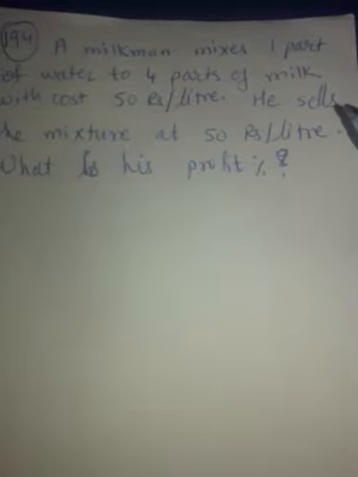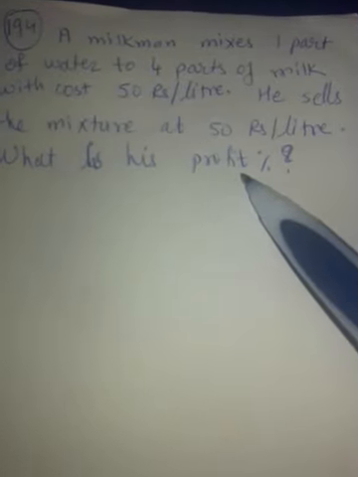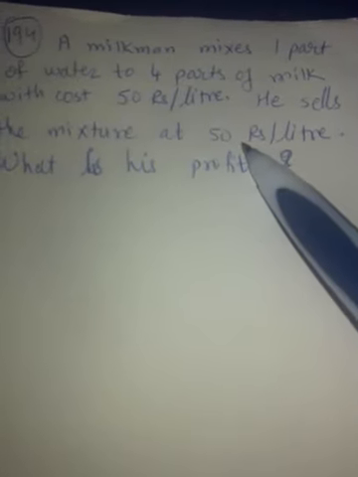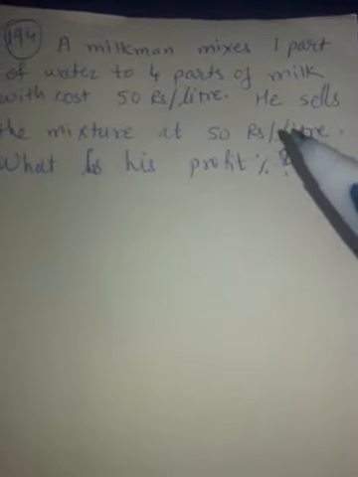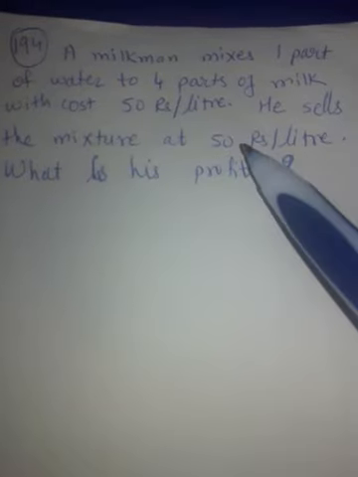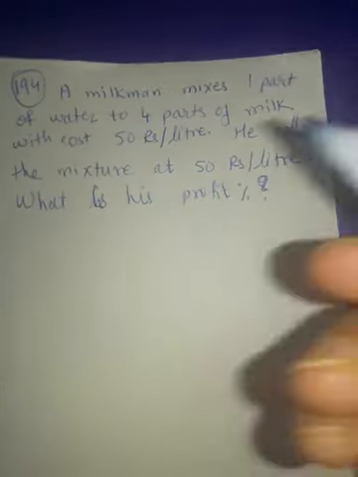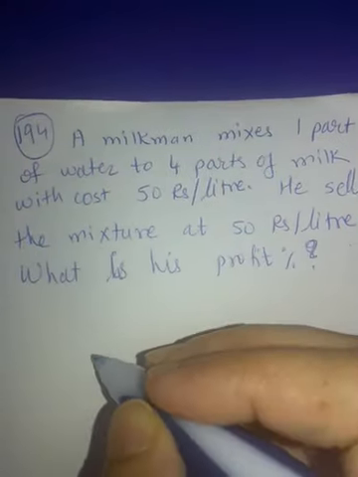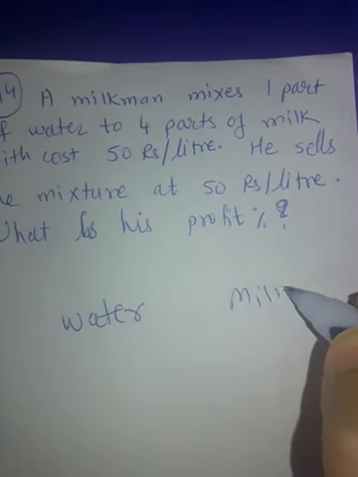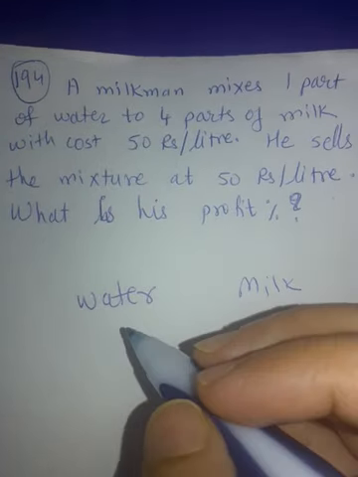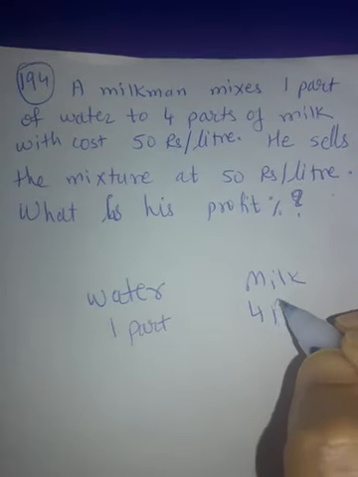Generally, how are this type of questions given to us? They give us the profit percent and the selling price also, and then we find the cost price, that is the mean price, and then we solve like that. Those questions we have already done, but this is a slightly different question. So let's see how to solve this. So now I'm writing the two commodities that are mixed, water and milk. They are mixed. This is 1 part that is given to me, and these are 4 parts.